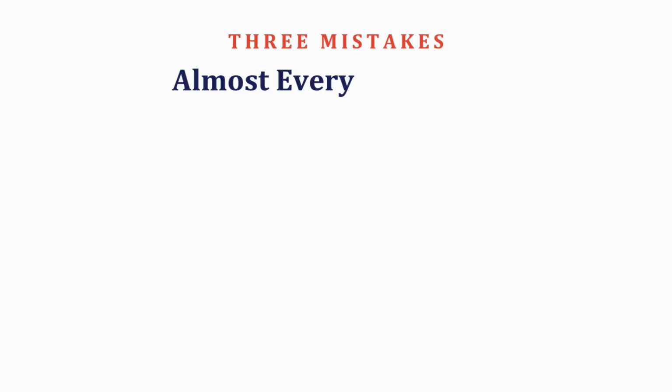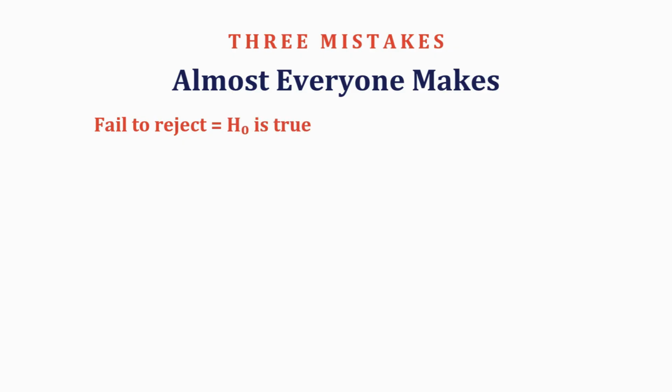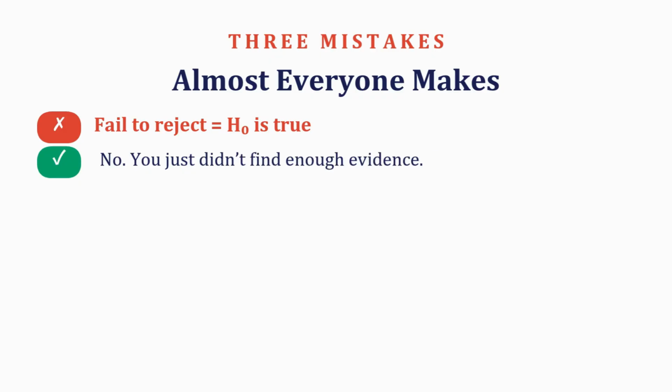Let me show you 3 mistakes almost everyone makes. Mistake 1. Failing to reject the null means the null is true. Wrong. It means you didn't find enough evidence. The effect might still be real. You may just need more data, a bigger sample, or a better study design. Not guilty does not mean innocent.